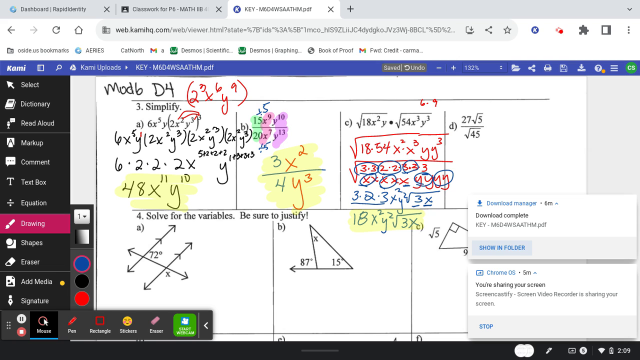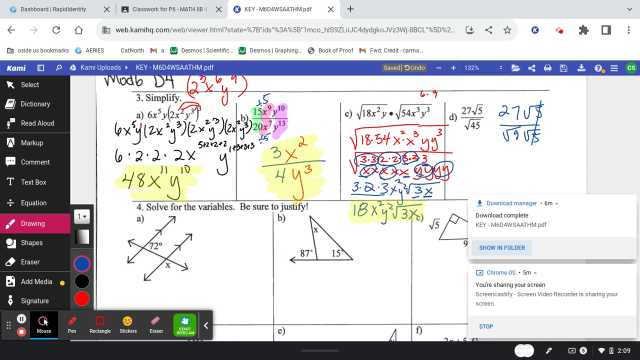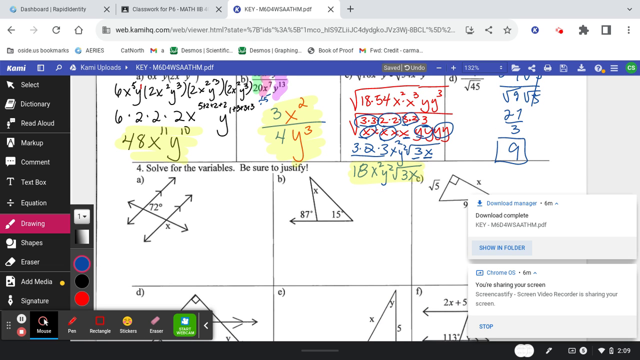Last one over here has a root 45 on the bottom, so a couple things are going to happen here. Leave the 27 alone for a second. Couldn't I break up the root 45 into square root of 9 and square root of 5? And then these cancel out. What is the square root of 9? Yeah, it's just 3. And what is 27 divided by 3? It's just 9.